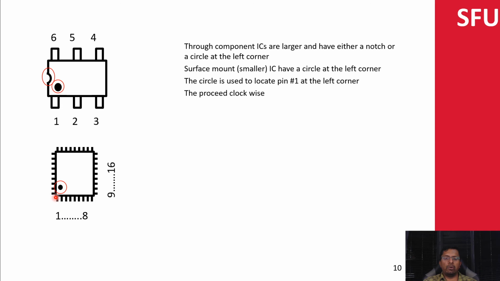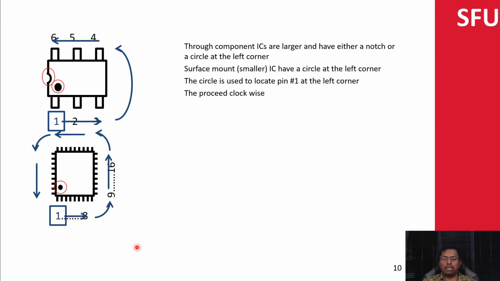For the surface mounted one, the bottom left corner starts at 1, and then it depends on how many other pins you have. In this case it's 8, so 1 to 8, 9 to 16, and then 17, and so on, and you go all the way around. So this is pin number 1, and then this way, and similarly for this circuit over here.